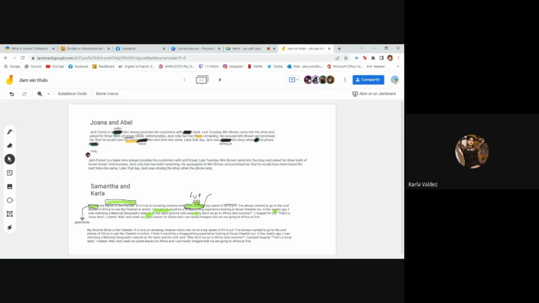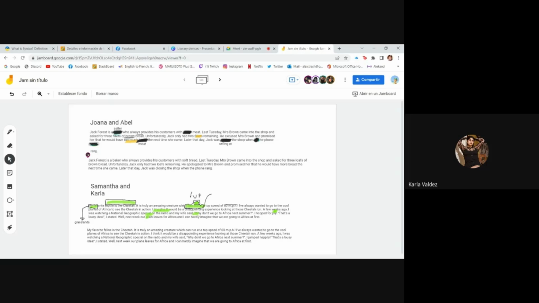Okay. I just have to read the corrected text. My favorite feline is cheetah. It is truly amazing. It is an amazing creature which can run at a top speed of 16 mph. I have always wanted to go to the cool plains of Africa to see the cheetah in action. I think it will be. Oh my God!